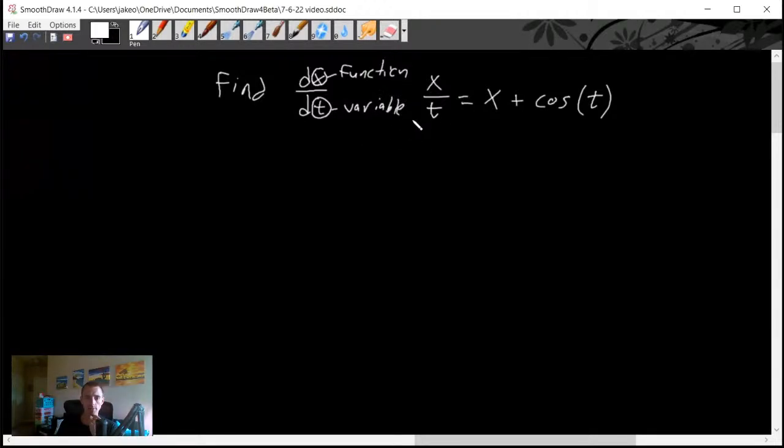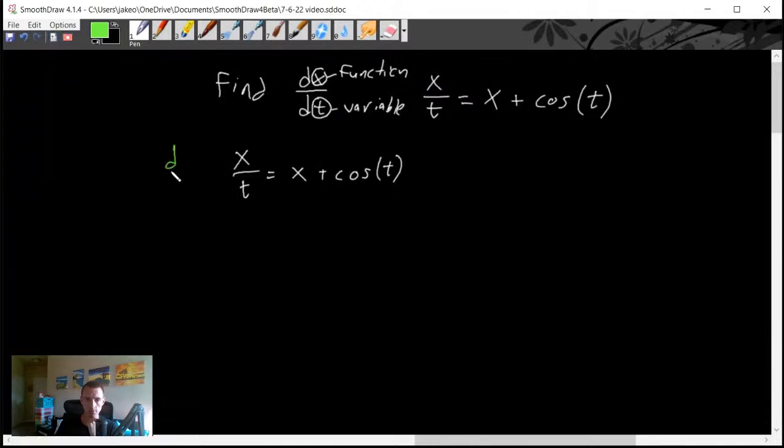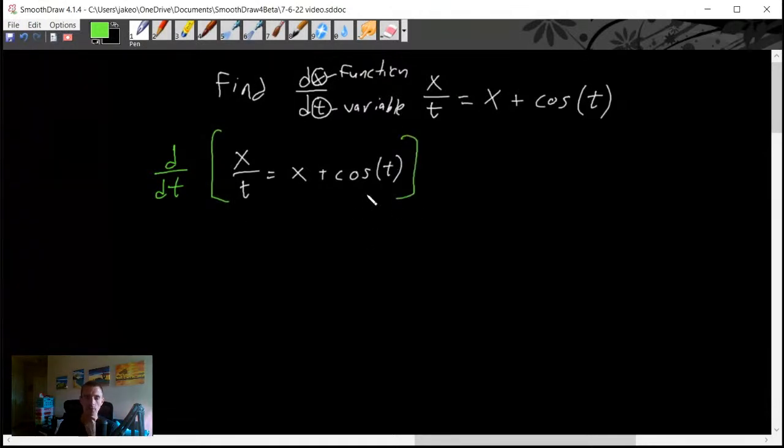As a result, what we need to do is take the derivative of both sides of our equation with respect to our variable. So we're going to take the derivative of both sides of our equation with respect to t. So we're going to take d dt of this whole equation, both sides of it. So taking the derivative of the left side of our equation with respect to t, remember we need to treat t as a variable, x as a function. Well, we have a fraction here, so we're going to use quotient rule.